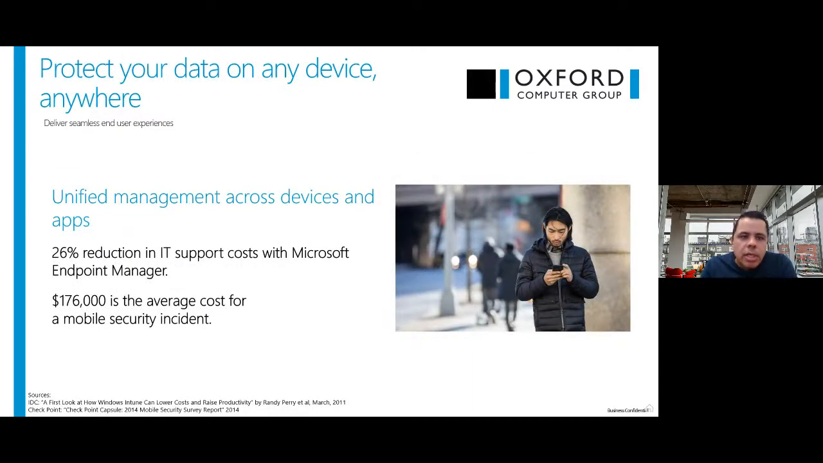Next, we'll talk about protecting your data on any device anywhere. So we mentioned how employees like to use their own device, and more personal devices are being brought into the environment. Yet, we face that reality that we need to maintain the same level of secure access no matter what the device, and without adding exorbitant costs to the process. $176,000 is the statistic given for what the average cost is for a mobile security incident.